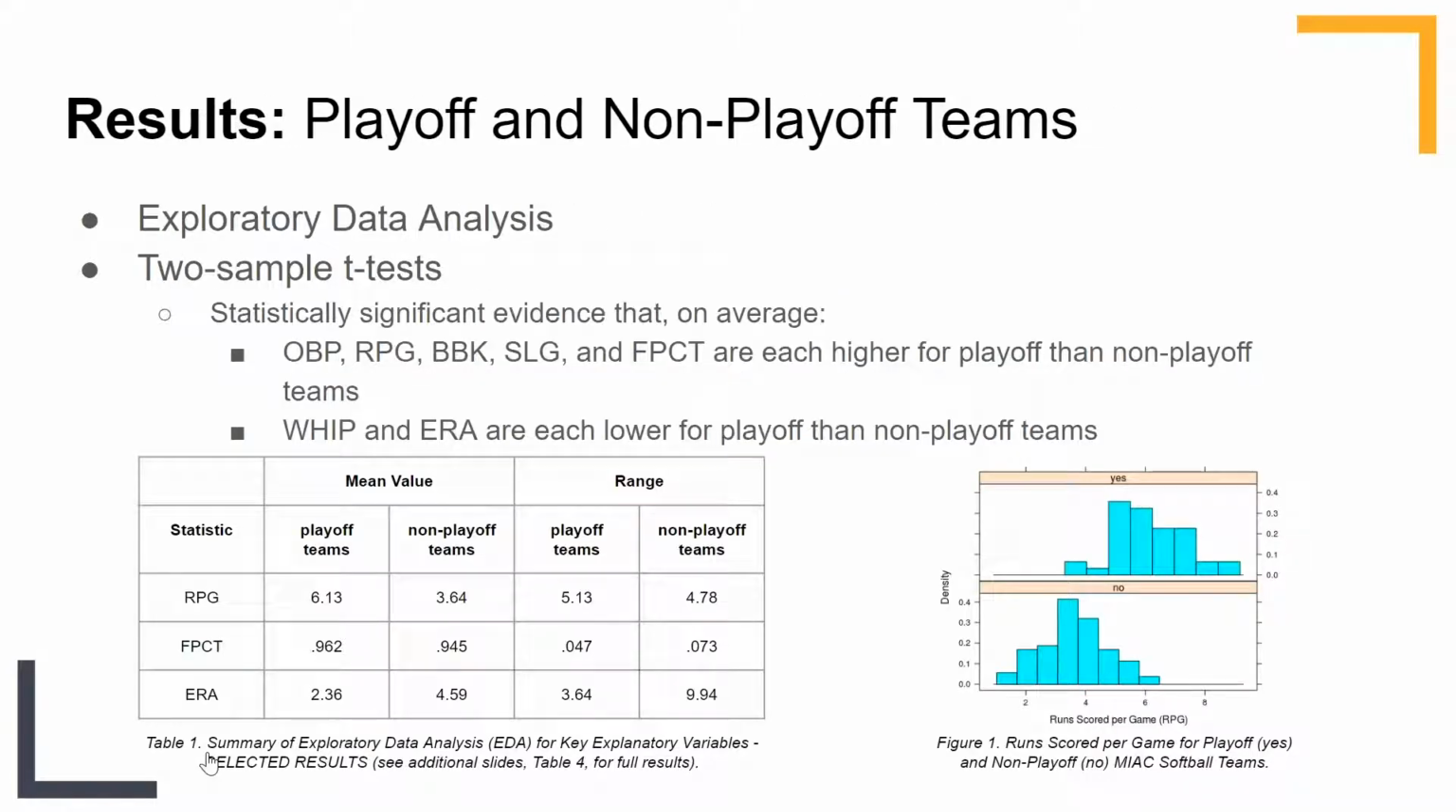As seen in Table 1, our exploratory data analysis found that runs scored per game and fielding percentage were higher in playoff teams than non-playoff teams, while the pitching staff earned run average was lower for playoff teams than non-playoff teams. We then performed a 2-sample t-test for each of the 7 explanatory variables, where we found statistically significant evidence that, on average, on-base percentage, runs scored per game, walk to strikeout ratio, slugging percentage, and fielding percentage are higher for playoff than non-playoff teams, whereas the true mean walks plus hits per inning pitched and earned run average are both lower for playoff teams than non-playoff teams.